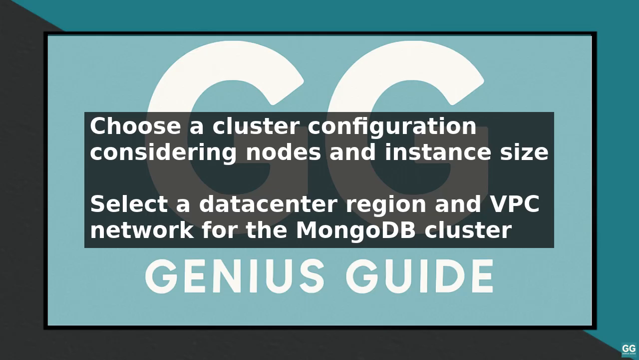Once you have selected your data center region and VPC network, you can configure additional settings such as authentication, backups, and alerting. DigitalOcean Managed MongoDB allows you to enable authentication using username and password or API keys. You can also configure automatic backups and set up alerting to notify you of any issues with your cluster.